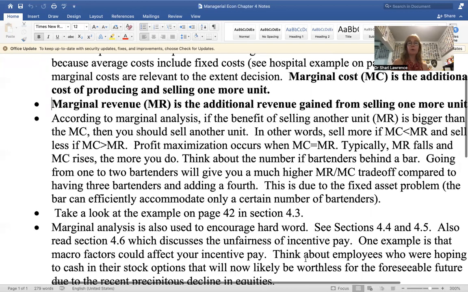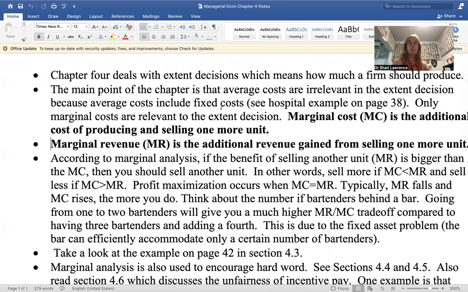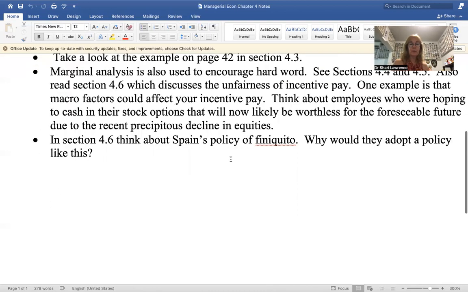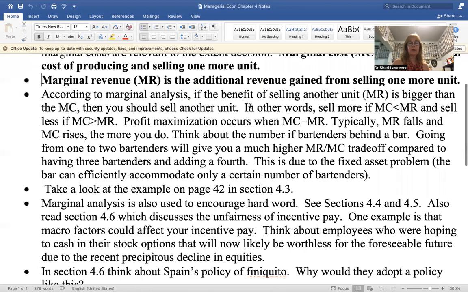The reason we look at marginal revenue and cost versus average cost is because average cost includes fixed costs. So the more you produce, your average costs are going to go down. You're not comparing apples to apples. And if you look at this hospital example on page 38, read that. That'll make it clear why companies should not be using average cost, and why they should use marginal cost in this marginal analysis. Okay, so that's it for chapter 5, or I'm sorry, chapter 4, and I'll see you next time when we discuss chapter 5.